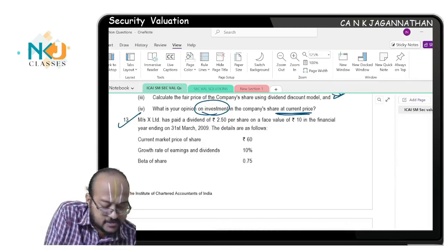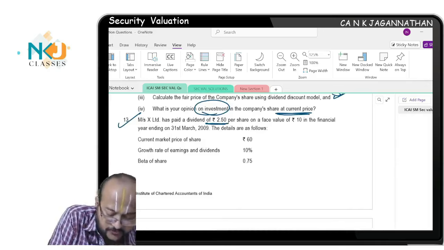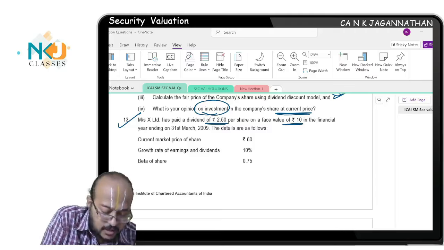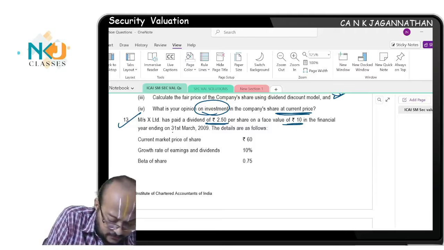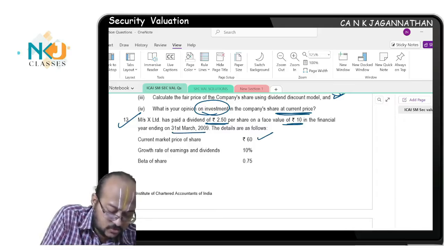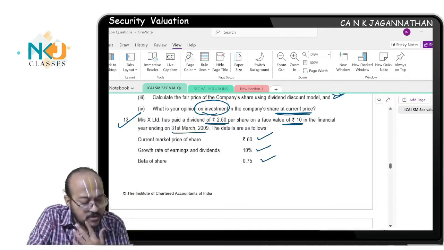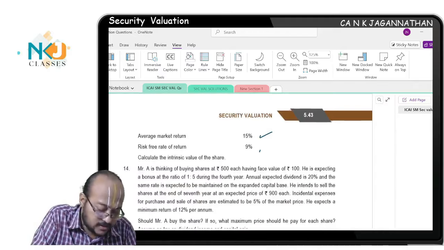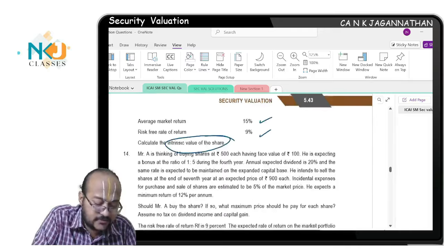Mrs. X Limited has paid a dividend of 2.5. You tell me, D0 or D1? D0 per share on a face value of 10 in the financial year ending 31st March 2009. The details are as follows. Current market price per share is 60. Growth rate of earnings and dividend is 10%. Beta of the share is 0.75. All the data is given, and average market return and risk-free rate of return. Calculate the intrinsic value per share.